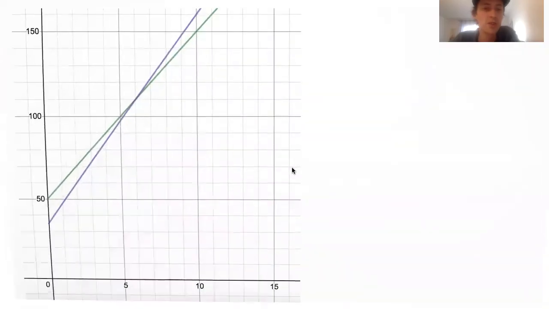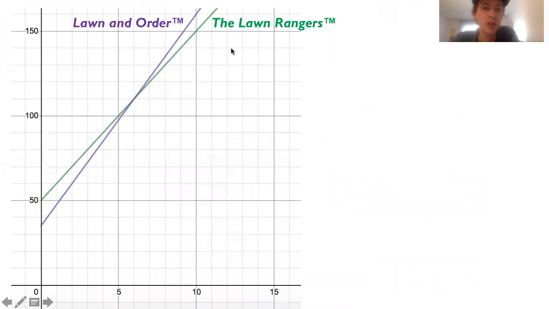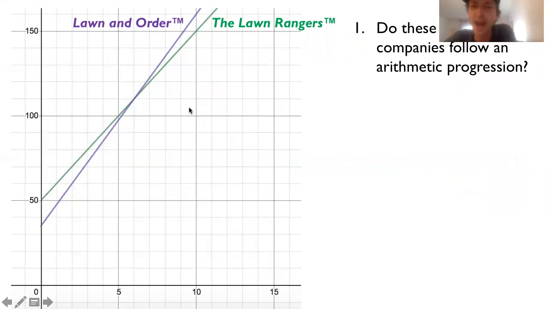So what I want to do with this is show it on a graph. The green line is the Lawn Rangers. The purple line is Lawn and Order. A couple of observations, by the way. Where this crosses the y-axis, that is the initial value every time. So I can read from this graph that the initial value here is 50 for the Lawn Rangers, and for Lawn and Order, it's 35. And what I like about seeing this graph is I can figure out how many lawns I have to mow for Lawn and Order to take over and be the more paying job. Okay, but first, before we get to that, do these lawn companies follow an arithmetic progression?